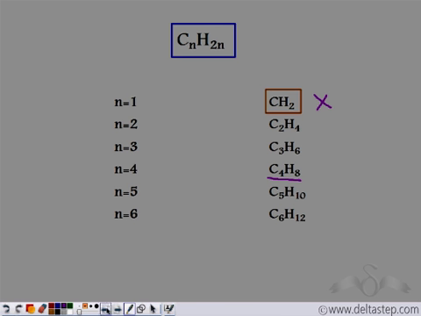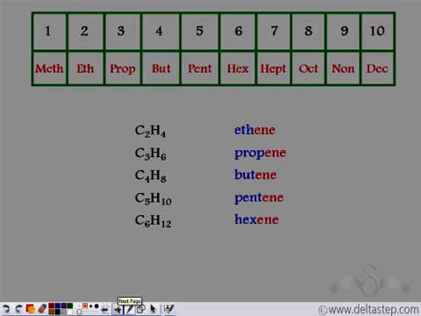Now let's try to name the alkenes. Again, we know the number of carbon atoms gives the names. So let's start with the first valid alkene, that is C2H4. 2 carbon atoms means it is eth, and since it is an alkene, it gets the suffix -ene. So it becomes ethene. Similarly, say we have C5H10. 5 carbon atoms means it is pent, and since it is an alkene, it gets the suffix -ene. So it becomes pentene. So this is how the alkenes get their names.